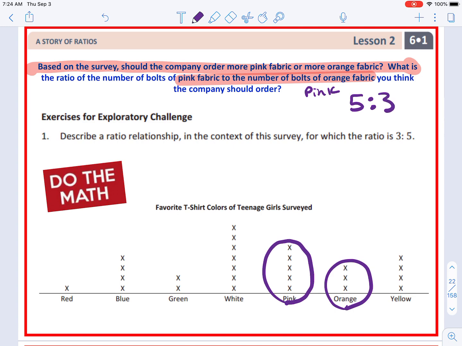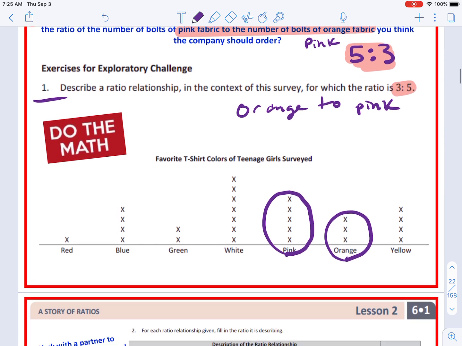5 to 3. Now number 1 here says describe a ratio relationship in the context of this survey for which the ratio is 3 to 5. Up here we saw that pink to orange was 5 to 3. So 3 to 5 would be orange to pink. Awesome. Let's move on.